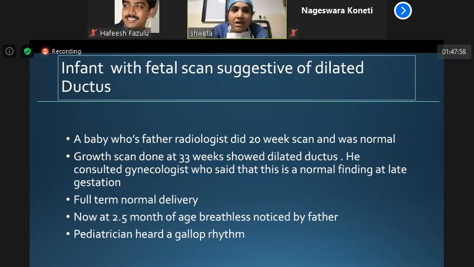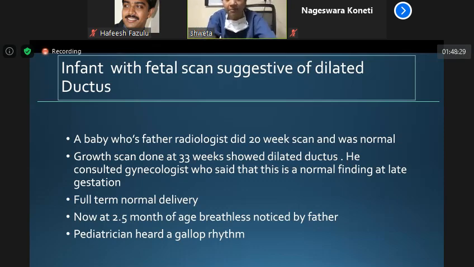So this is an infant whose fetal scan was suggestive of a dilated ductus. The baby's father is a radiologist who did the scan himself and said everything was normal. And in the growth scan at 33 weeks, he found that there is a right heart dilatation and a dilated ductus. But during that time, he consulted a gynecologist who said everything is fine and it should not be a problem with the baby. So the child was delivered. It was a full term delivery.